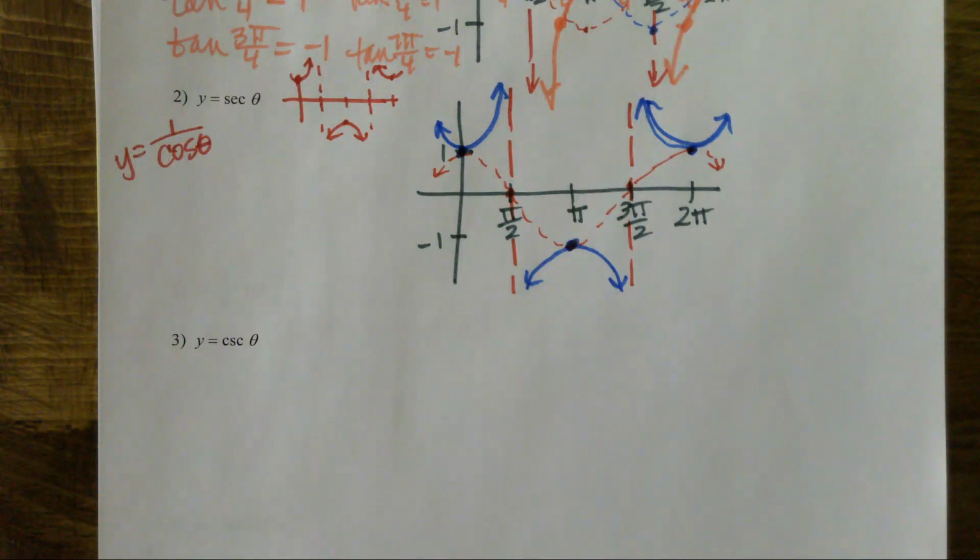So cosecant and cotangent are going to be very similar, except we're going to be dealing with sine as the denominator. When sine becomes the denominator, then the asymptotes move. But the concept is the same. So let's start with cosecant. Cosecant looks like this.